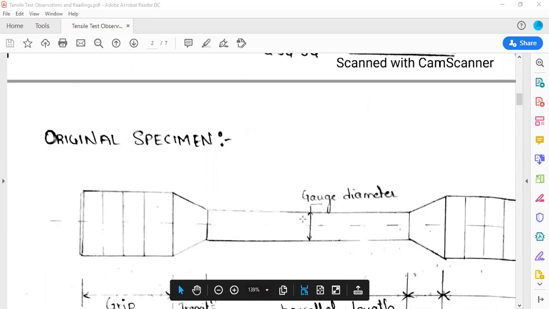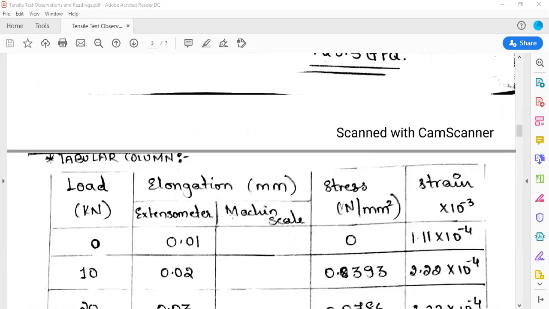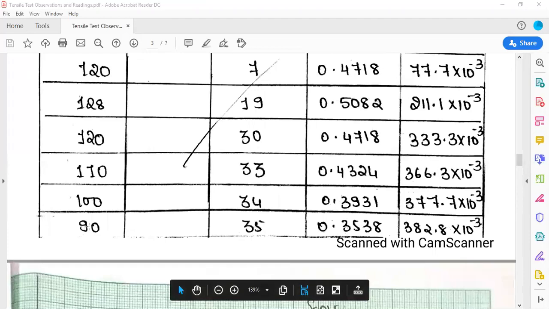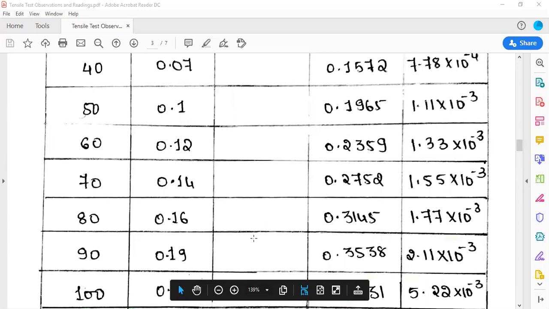Once again, you need to go to the tabular column. From that, you will get the load at which the specimen fails. Actually, after this 90, 80 is there. I think I have missed that. Here, you will get 80. At that particular point, the specimen has broken into 2 pieces. You have to take that 80. Therefore, consider that value 80.